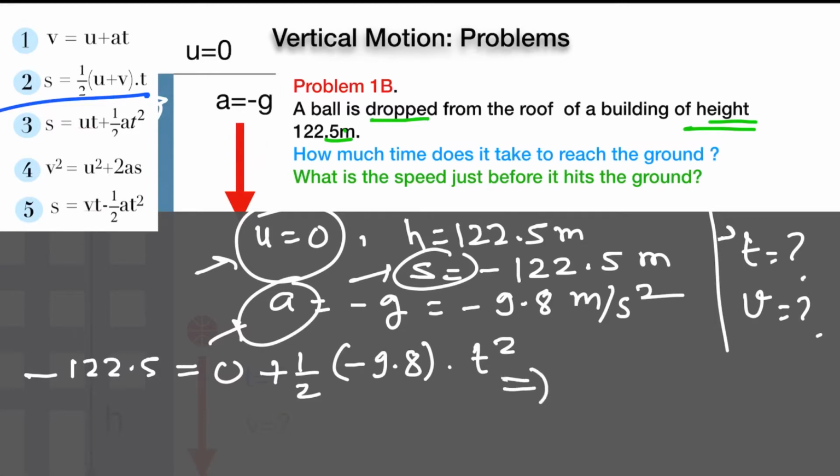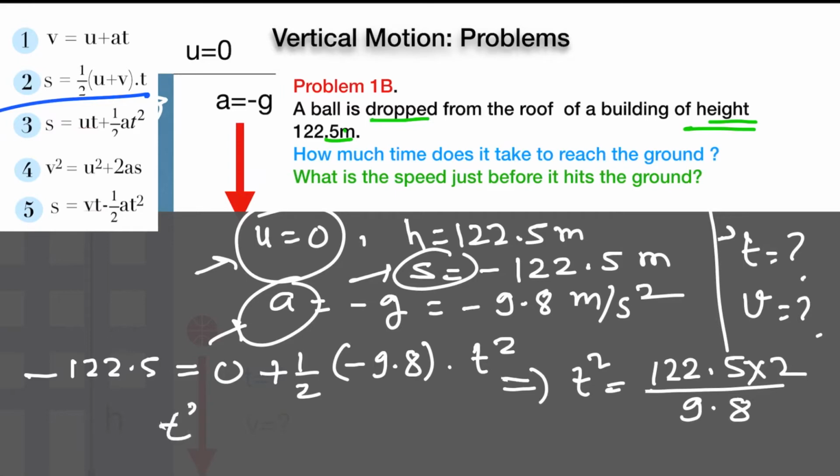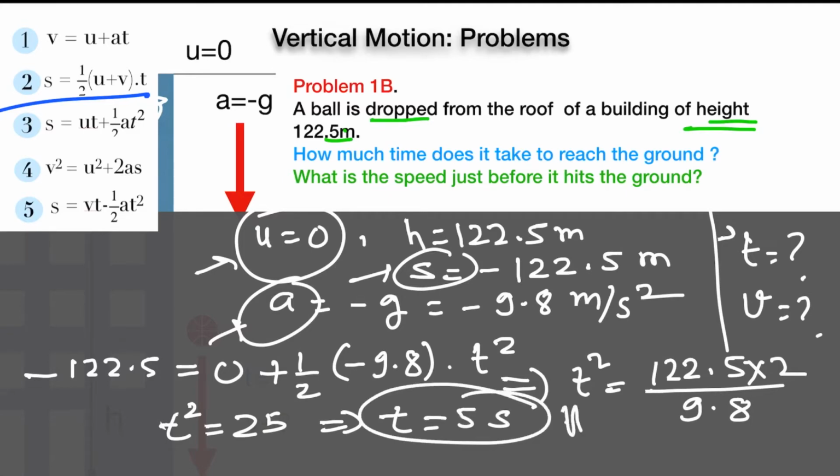So this becomes t square equal to, here the minus minus sign will cancel out, right? So it becomes 122.5 multiplied by 2 divided by 9.8. If you solve this equation, you will get t square equal to 25, and this becomes t equal to plus or minus 5. Since time is a scalar and cannot be negative, it is 5 seconds. So this is your answer.